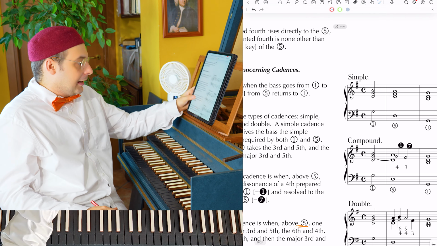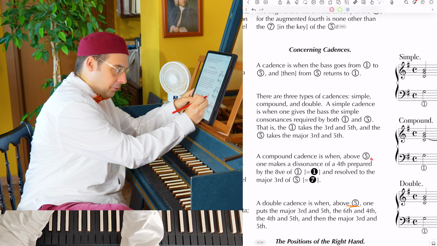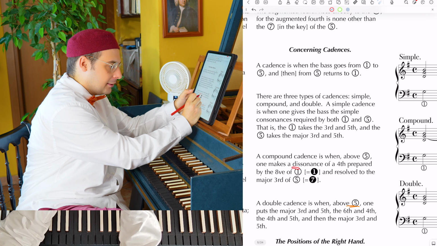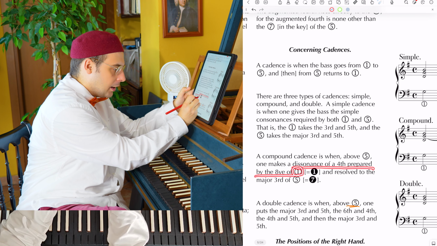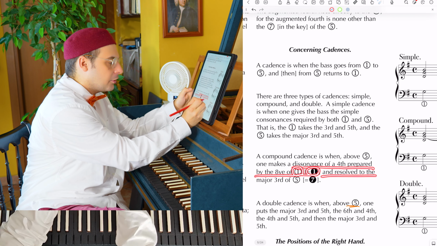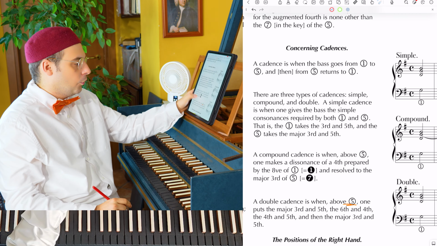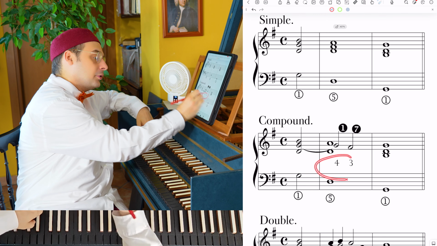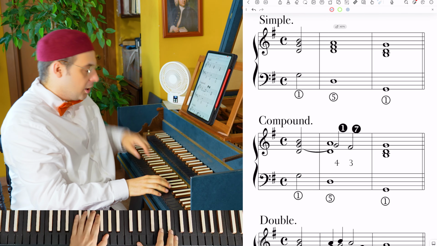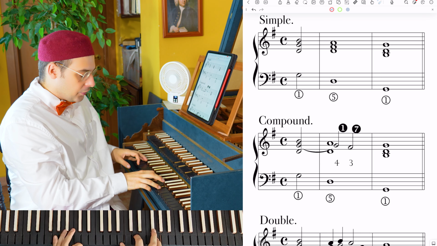Perfect. Compound cadence. A compound cadence is when above the fifth degree one makes a dissonance of a fourth prepared by the octave of 1 and resolves to the major third of fifth degree, which is a 7th. So in this case we are putting 4/3 suspension. Fa, mi, fa.